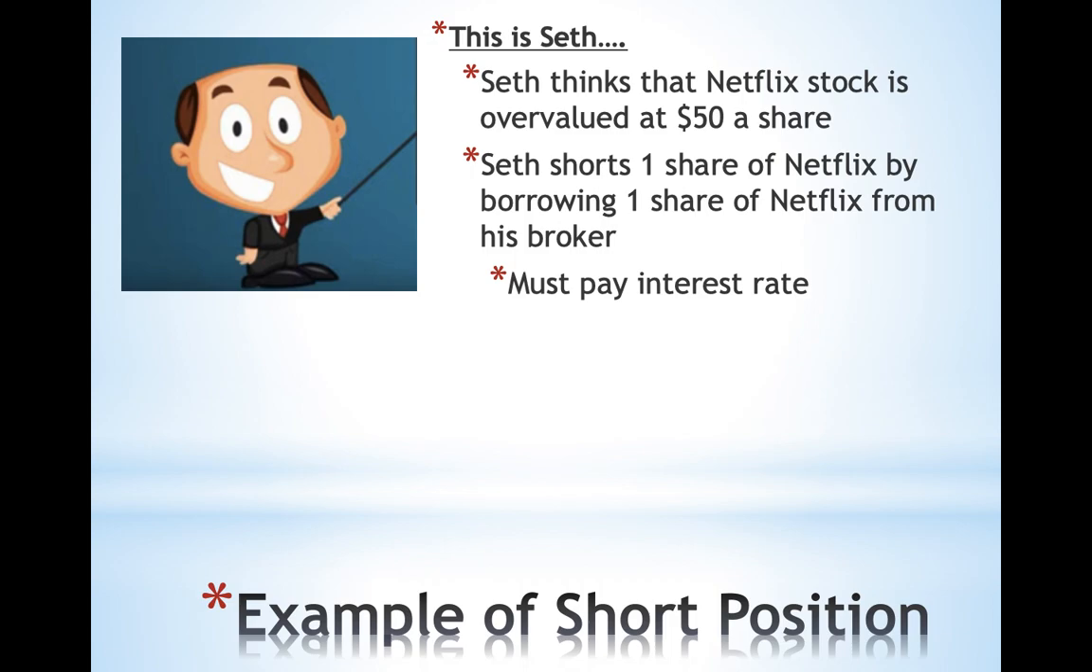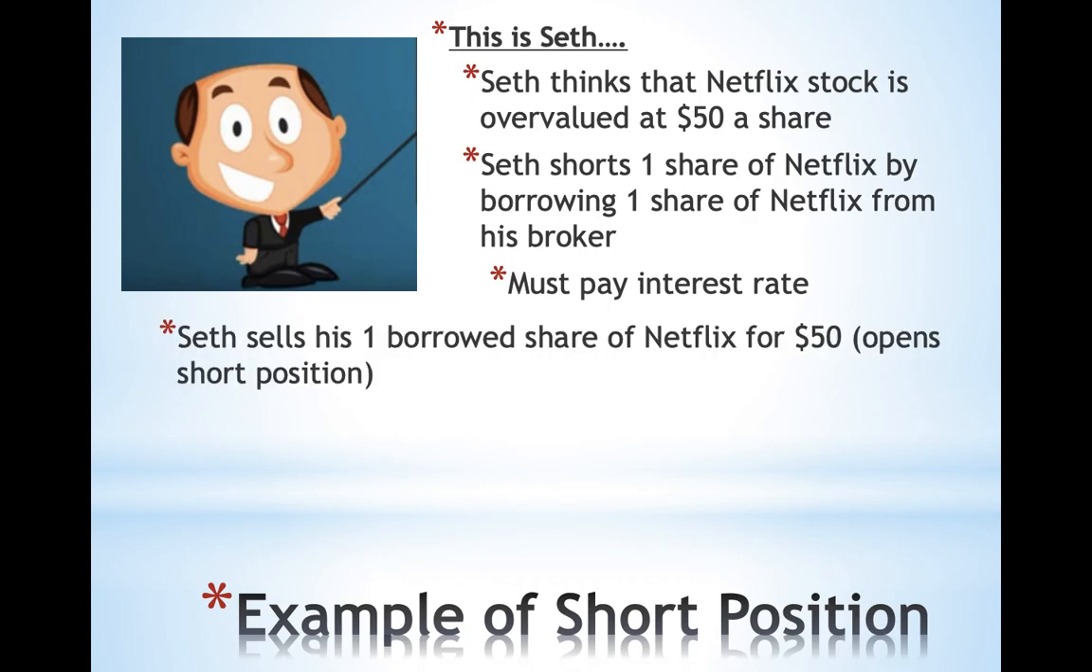So now Seth is holding on to a piece of Netflix stock that he's borrowing from his broker. And what Seth is going to do is sell it on the New York Stock Exchange for $50. So someone on the New York Stock Exchange buys it for $50. And this basically opens the short position. Because he sold it for $50, he's going to wait, and when it's worth less money, he's going to buy it back at the lower dollar amount. So he's going to wait a month.